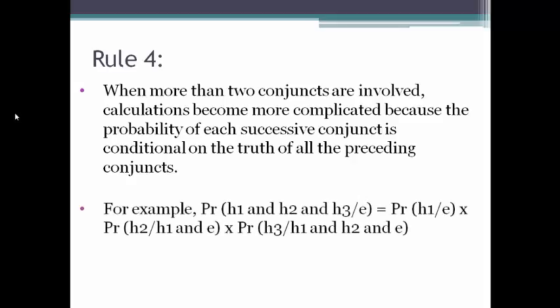So, for example, the probability that H1 and H2 and H3 are true given E is equal to the probability that H1 is true given E times the probability that H2 is true given H1 and E, and that's times the probability that H3 is true given H1 and H2 and E.